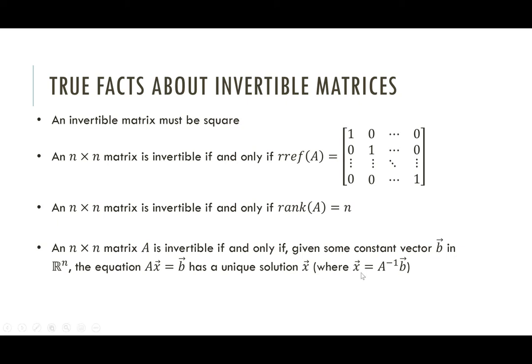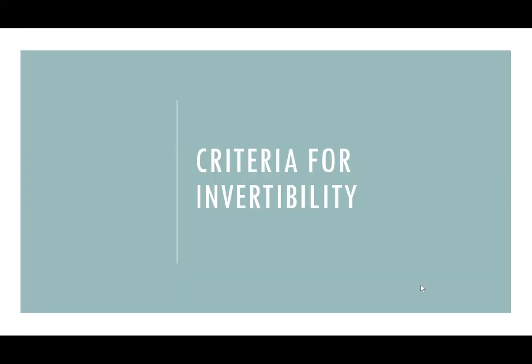And then this says that x, you can calculate it. It's A inverse times this vector b, which makes sense. You just multiply A inverse by both sides, and then you'd get x on the left and A inverse b on the right. This last one actually is pretty theoretically useful. So, okay, that's some stuff about matrices.